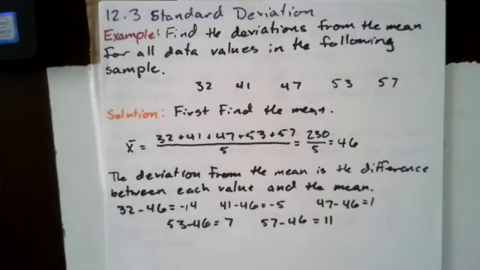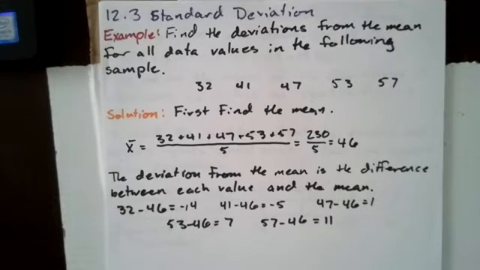In this video, we are discussing standard deviation. We'll start with an example. Find the deviations from the mean for all data values in the following sample: 32, 41, 47, 53, and 57.